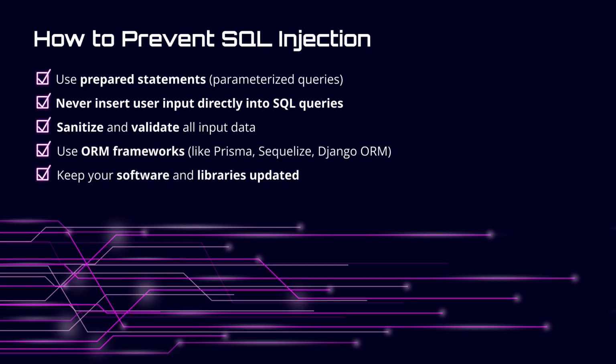Third, use modern frameworks and ORMs, object relational mappers like Prisma, Sequelize, or Django ORM. These tools are built to protect you from these vulnerabilities by default. Finally, keep your database drivers and libraries up to date to benefit from the latest security patches. A few best practices go a long way toward protecting your app.